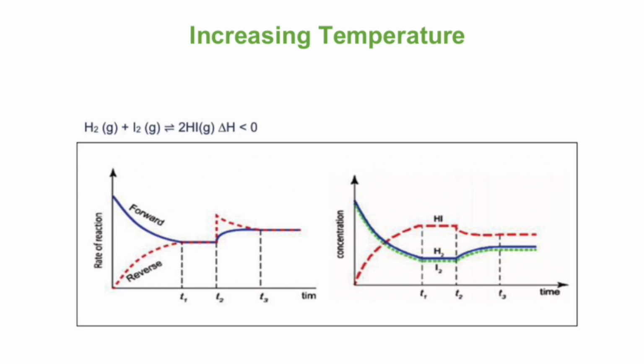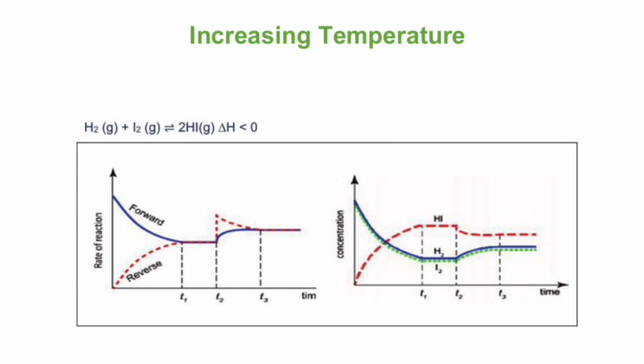In this instance, we are looking at an increase in temperature. How does an increase in temperature affect chemical equilibrium? Well, let's take a look at this reaction. We have hydrogen gas plus iodine gas, and the reaction is exothermic. Well, the forward reaction to be specific. The forward reaction is exothermic, so the reverse reaction will be endothermic.